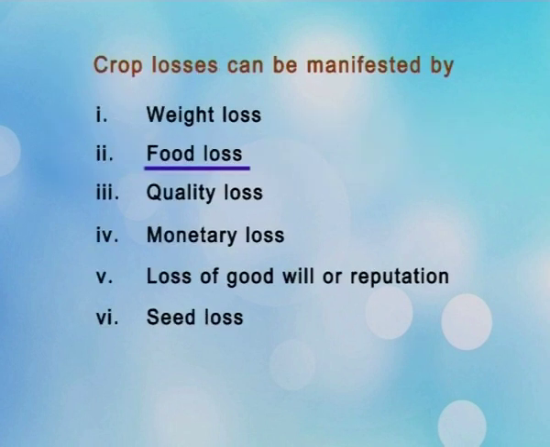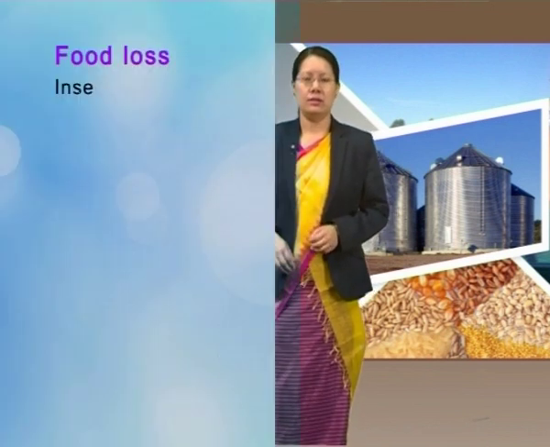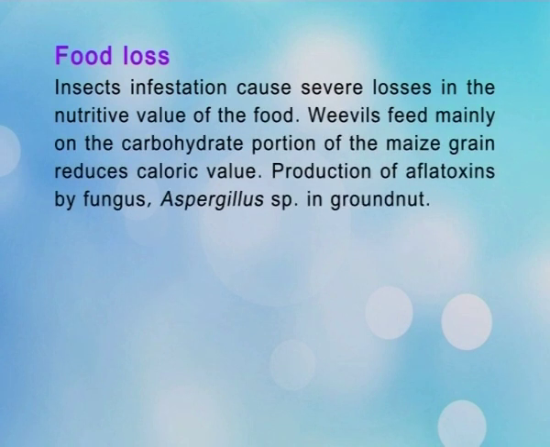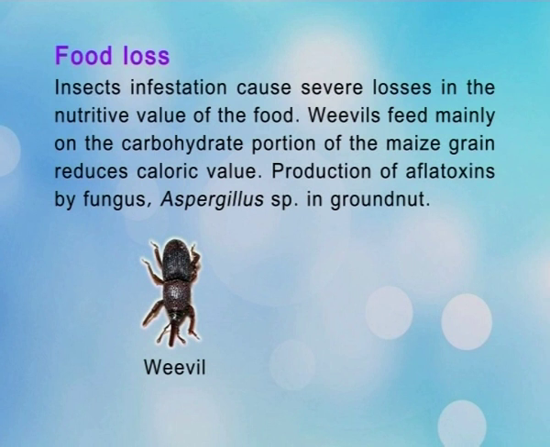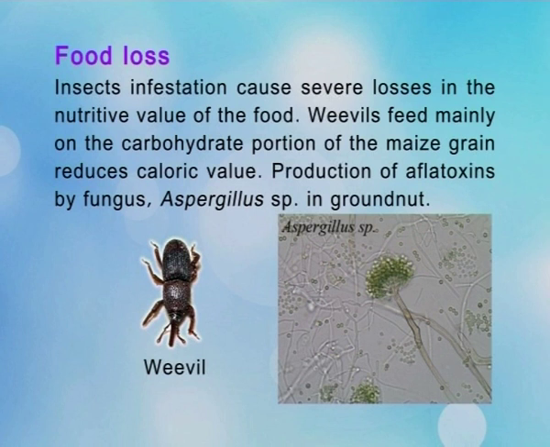Number 2, food lost. It is caused by exposure of products to extremes of temperature and humidity during drying, processing, and storage, resulting in depletion or reduction of nutrients like vitamins and amino acids. Another reason is the selective damage of grain parts by insects and microbial agents. Insect infestation causes severe losses in the nutritive value of the food. Insects feed mainly on the carbohydrate portion of the maize grain, which reduces caloric value. Another example is production of aflatoxins by fungus, that is Aspergillus species, in groundnut.